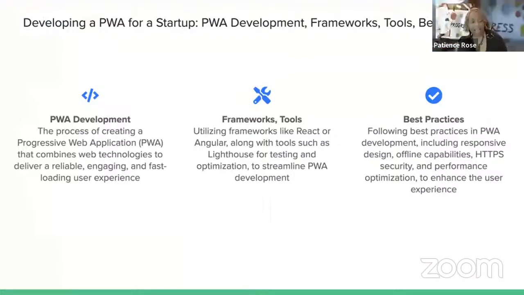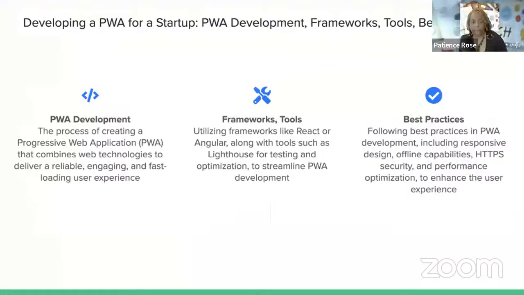So just saying. Understanding that the process itself combines web technologies to deliver a reliable, engaging, and fast-loading user experience. That is the development process. However, that development can be done by a lot of different types of teams. And if you don't know what your budget is, or at least have a concept of what you really have to spend, then you might end up getting involved in a process that costs a lot more than what you really expected. So you've got to understand that there are lots of ways to develop a PWA, but we can look at some frameworks here.